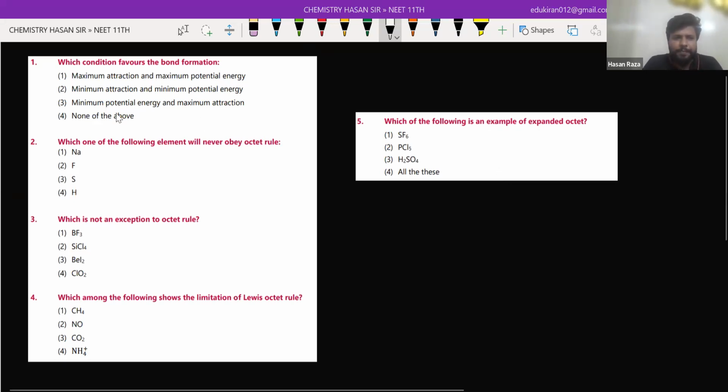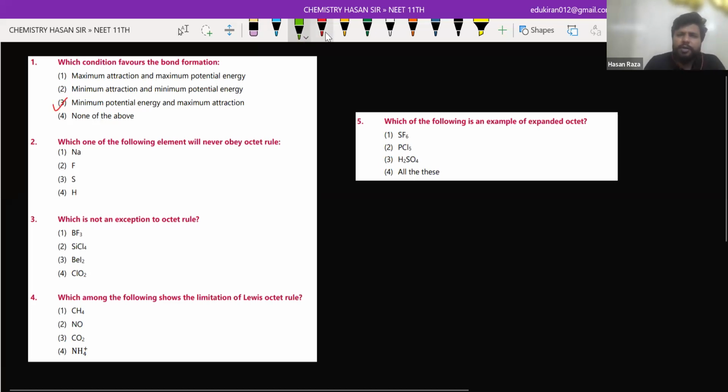Wrong it is. Bond formation means force of attraction, and force of attraction should be more. And when bond formation takes place, energy is released, that means potential energy we are talking about should be minimum. So you told me B, minimum attraction, that is wrong. It should be maximum. If minimum potential energy and maximum attraction are there, then only bond formation will take place. So the answer will be 3. Attraction is not minimum. Are you getting my point? Yes, sir.